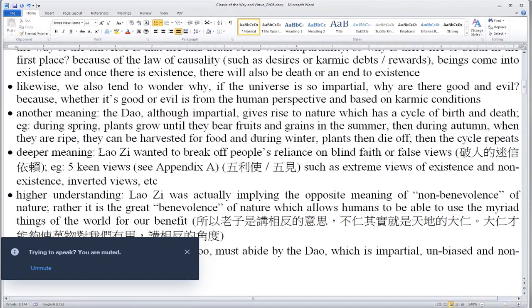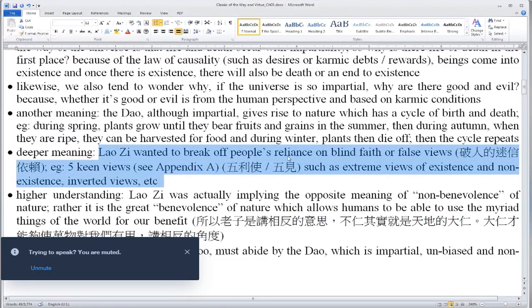The deeper meaning of this is this. Lao Tzu wants us to break off people's reliance on blind faith and false views. Because we have views on life and death. We have views on life and death, or false views, sometimes blind faith even.